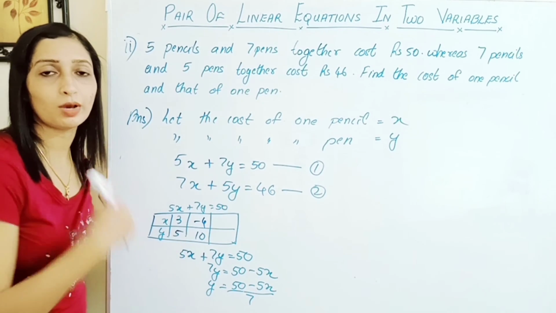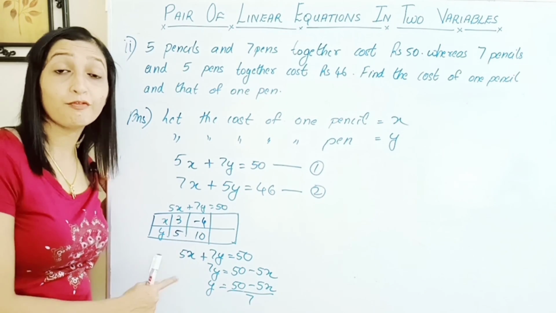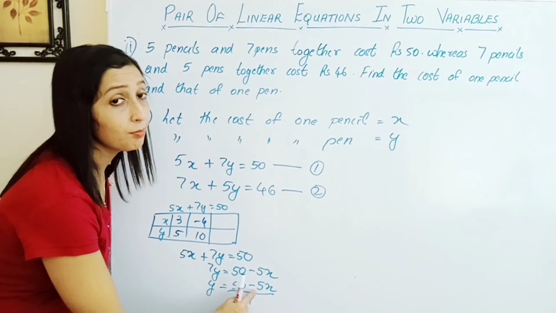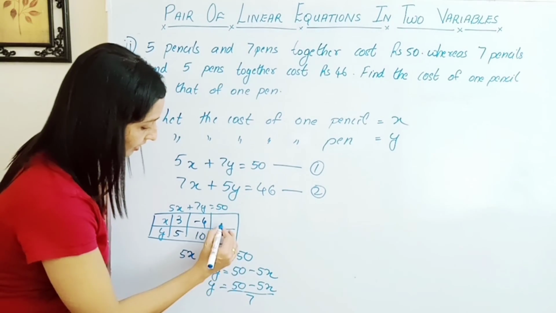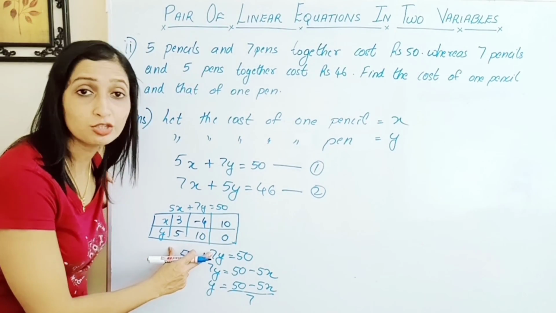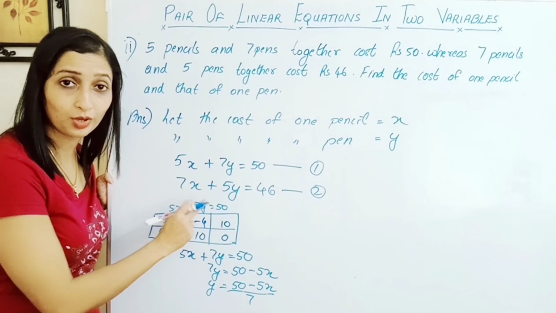Now what is the next value which I can take for x? If I take x as 10, then what do I get? I get 50 minus 50 by 7. Then I get the value of y as 0. So now we have derived the first solution set for the given first equation.